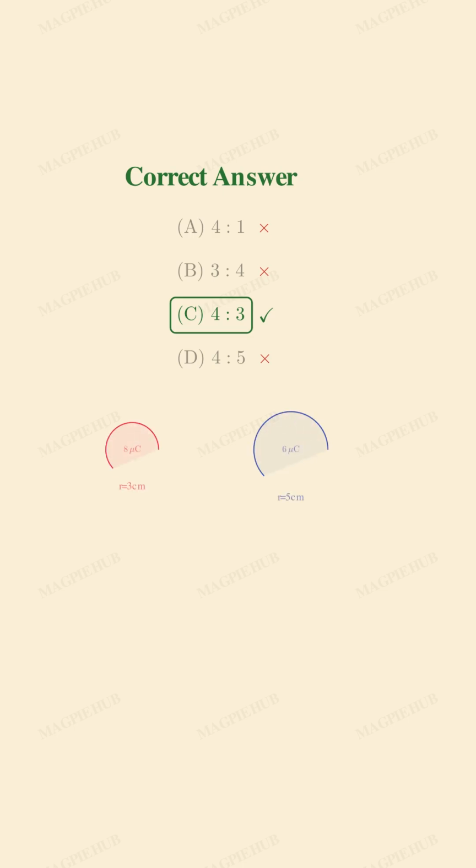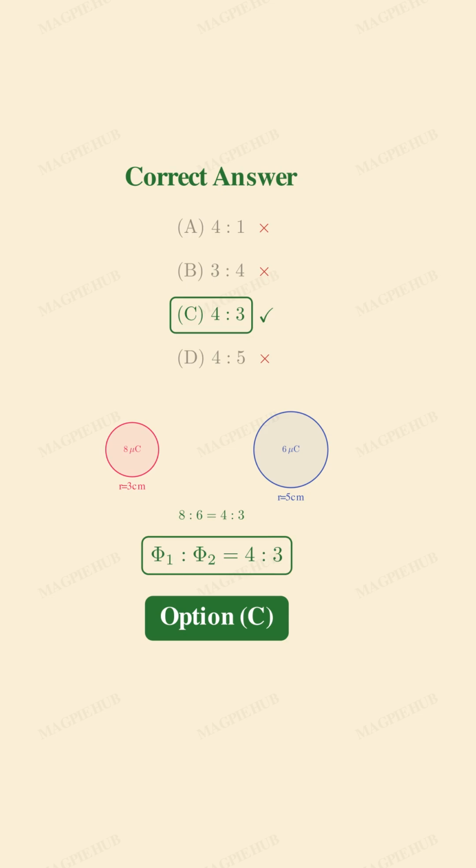Let's check the options. Option A says 4:1. That would mean the second sphere encloses only 2 microcoulomb, which is incorrect. Option B says 3:4, which doesn't match our ratio at all. Option D says 4:5, also incorrect. Option C says 4:3, which matches our calculation of 8 over 6 perfectly. The correct answer is option C, 4:3.